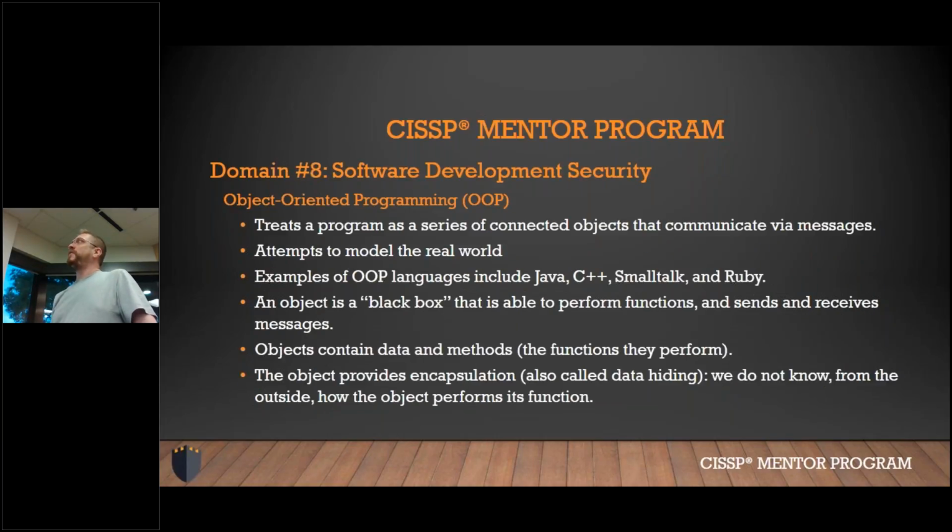So again, a program is a series of connected objects communicating via messages. It attempts to model the real world. So you get something in, you process it, and something else goes out. But once you define whatever is happening in that box, you define it once, and there's that code in it, and you can reuse that code repeatedly. So rather than that linear code that we had before, we define that object once, and then we can reuse it to perform that task over and over again.